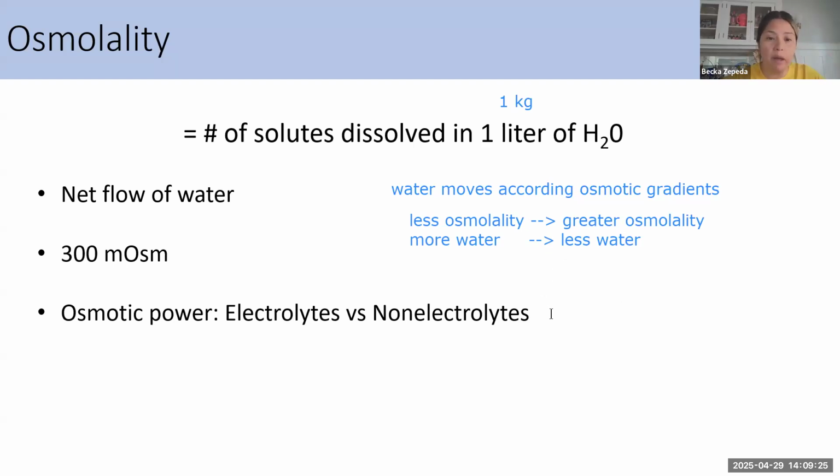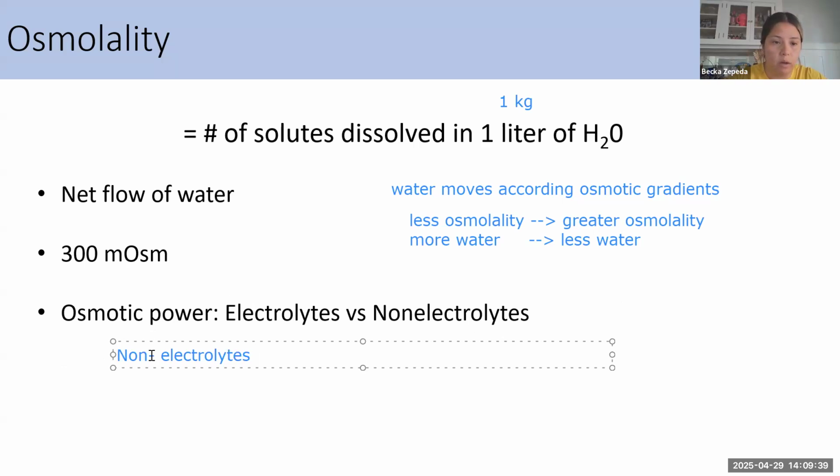All right, and so one thing about osmotic power, electrolytes versus non-electrolytes. Non-electrolytes, when they are in solution, when they're in a fluid like water, only contribute one solute to that solution because they don't dissociate. They stay in their original form, C6H12O6, so glucose stays glucose. So we're only contributing one solute per molecule of glucose that goes into that solution.